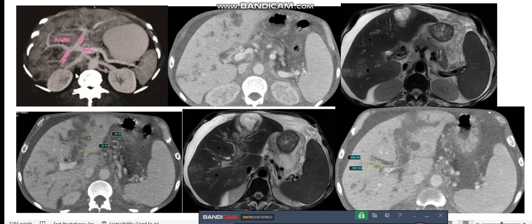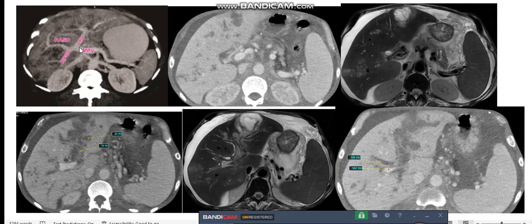So how to detect the exact branch of the portal vein that is thrombosed? This is the main portal vein. How to detect the main portal vein? The main portal vein is seen at the confluence of the splenic vein and superior mesenteric vein, and is seen here. This is the confluence, okay? And the confluence here is enhancing. The portal vein here is enhancing.